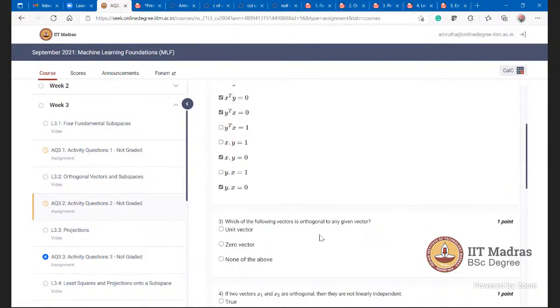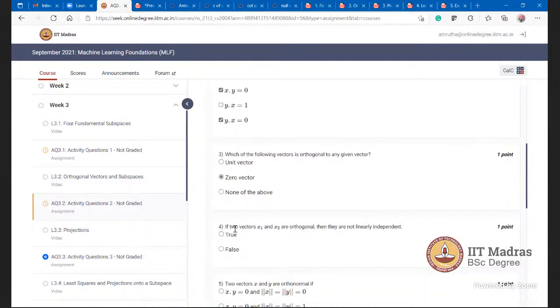Which of the following vectors is orthogonal to any given vector? This is also a straightforward question. For any given vector, the 0 vector is orthogonal to that vector, because when you multiply 0 with that vector, you get 0. The dot product of the vector with the 0 vector is equal to 0. Therefore, the 0 vector is orthogonal to any given vector.